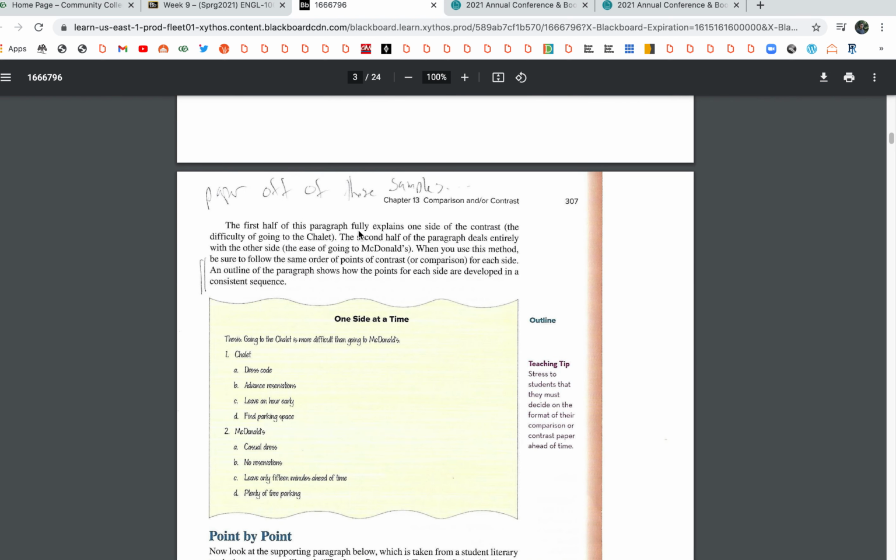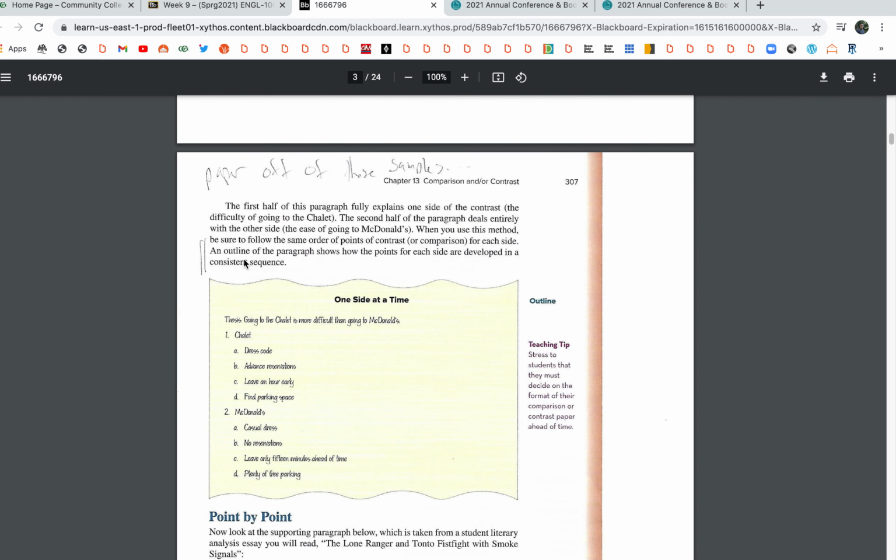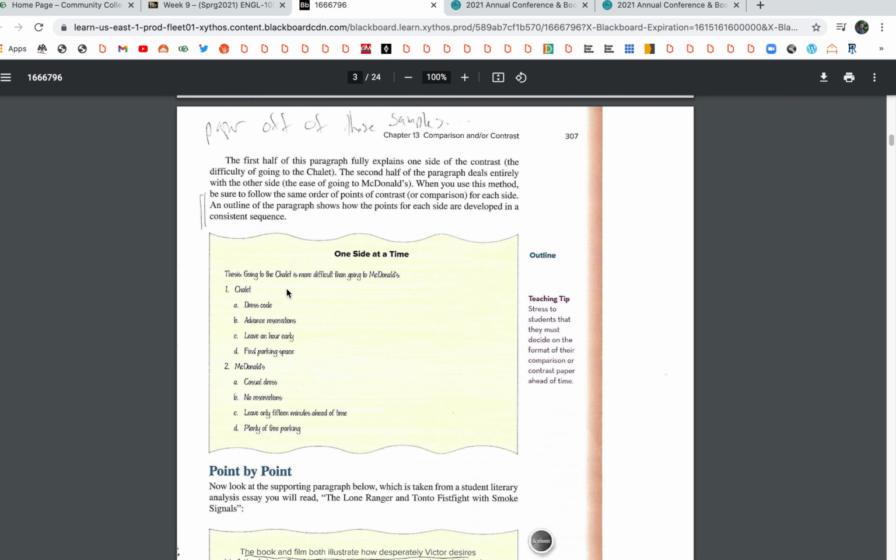The first half of this paragraph fully explains one side of the contrast, the difficulty of going to the chalet. The second half of the paragraph deals entirely with the other side, the ease of going to McDonald's. When you use this method, be sure to follow the same order of points of contrast or comparison for each side. And there's the outline of a paragraph, right?